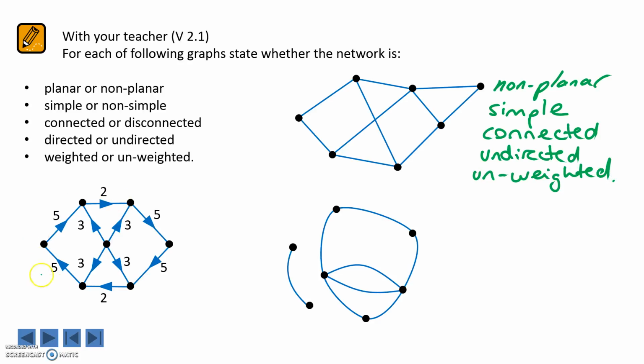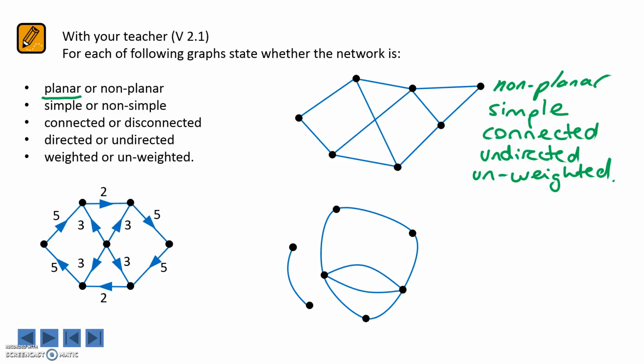Let's have a look at this one here. So we're looking at whether first it's planar. So with this one, it is planar because we've got a point in the middle. Now, initially it looks like it is in fact crossing over, but we've got this point here. So in fact it is planar.